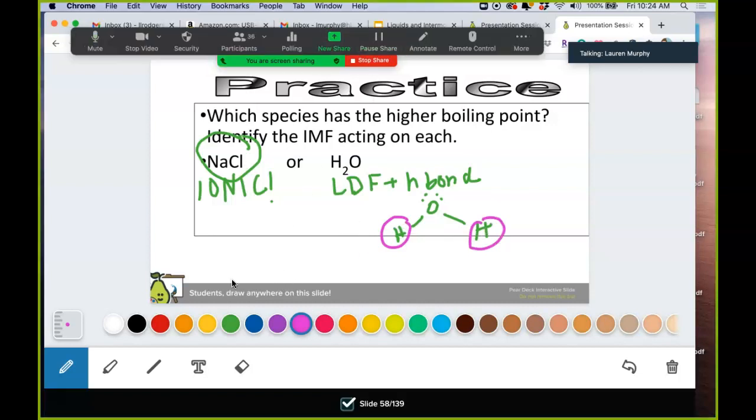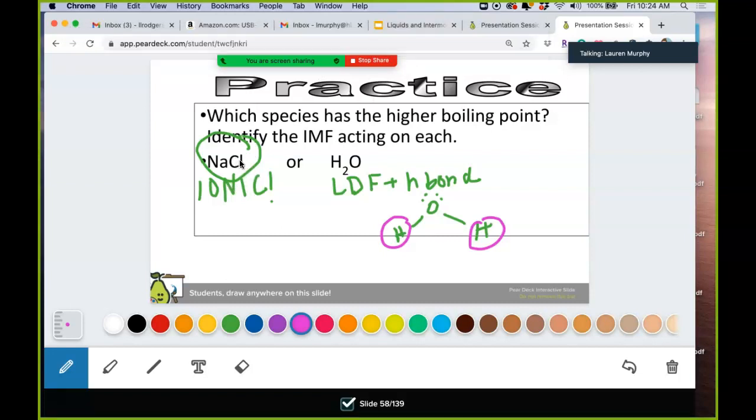All right. So ionic bonds will overpower any intermolecular force. True bonds are way stronger than intermolecular forces. So sodium chloride absolutely is going to have a higher boiling point. Think about it. Sodium chloride is a salt. It's a solid under room conditions. Water is a liquid. Okay, water already has weaker intermolecular forces. Why? Because it can't even stay a solid under room conditions.